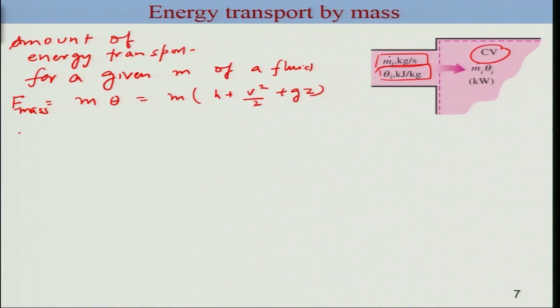Now in the case of the rate, there is a rate of transport, so you have to express it in the form of a rate. This we are going to write as E dot mass, and this would be your m dot theta, which essentially is nothing but m dot times this expression. Now in many cases your kinetic energy and the potential energy are negligible.